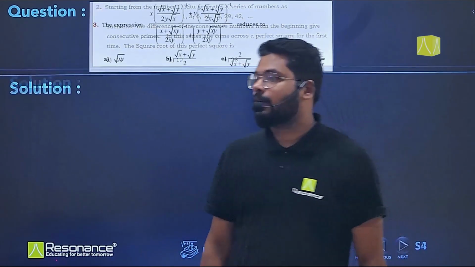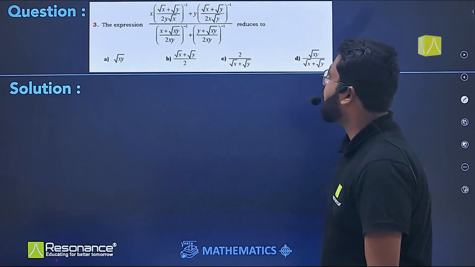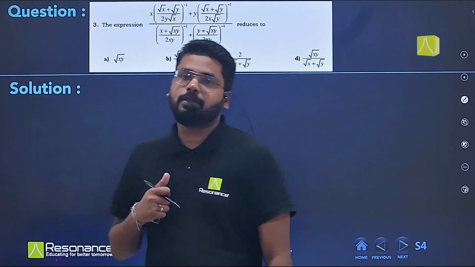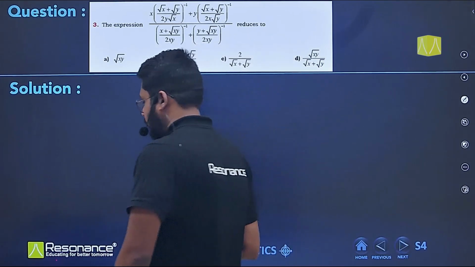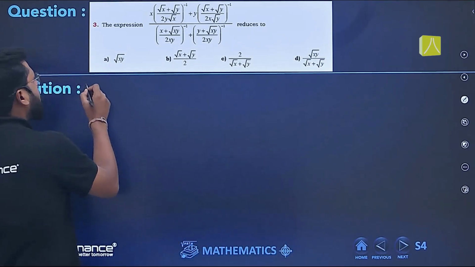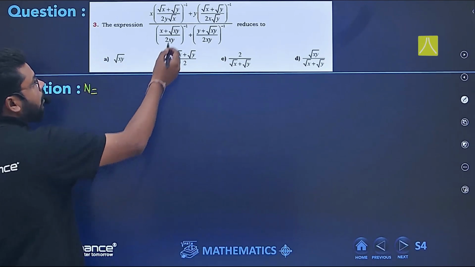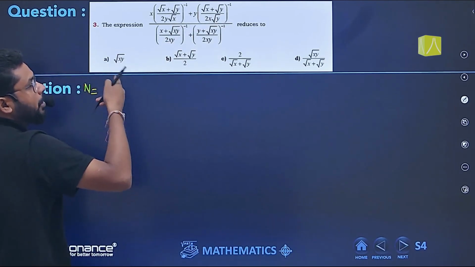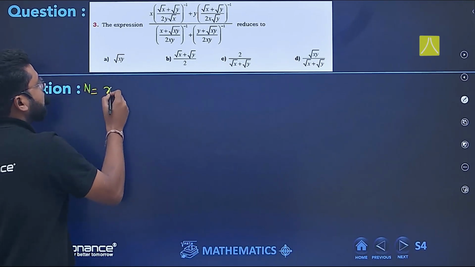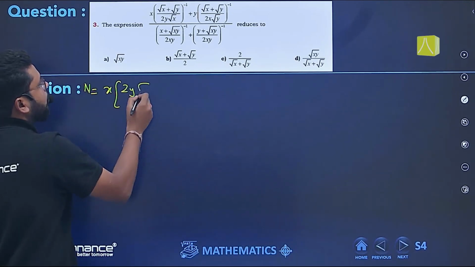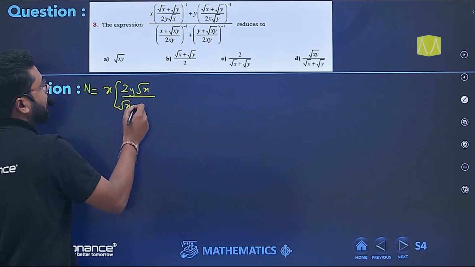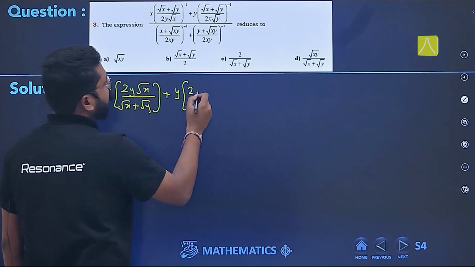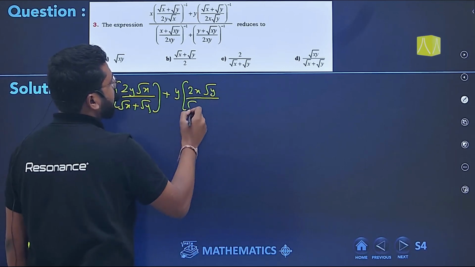Now next question, this is a little bit lengthy one, and we have to make sure that the calculation we are doing is correct, because if the time goes up, then we will not be able to do other questions. First we'll solve the numerator part only. In the numerator, powers are negative, so we'll make them positive by taking the denominator and numerator in the reverse order. So x will be 2y root x by root x plus root y. Same with y into 2x root y divided by root x plus root y.